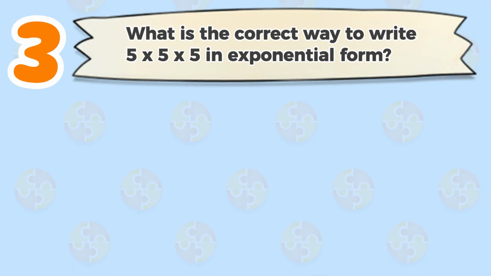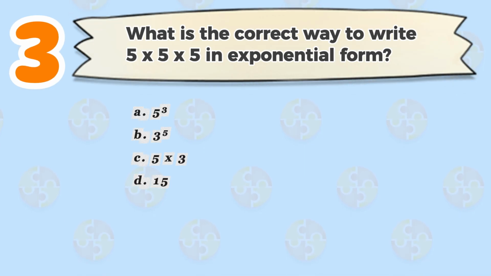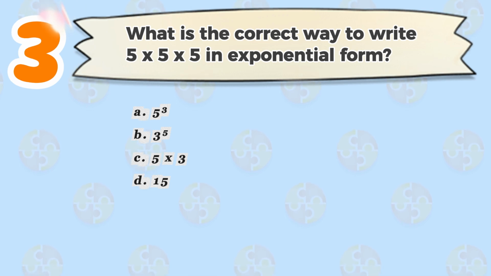Question number 3. What is the correct way to write 5 times 5 times 5 in exponential form? The choices are A. 5 cubed, B. 3 to the 5th power, C. 5 times 3, D. 15.